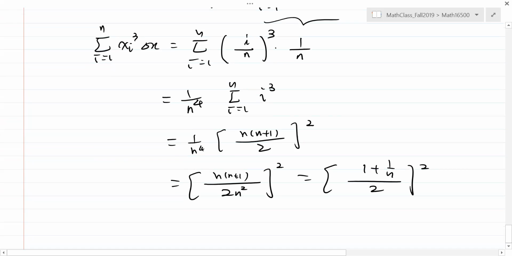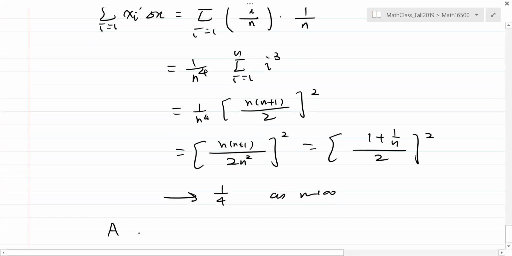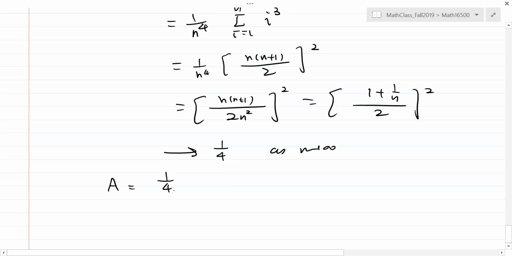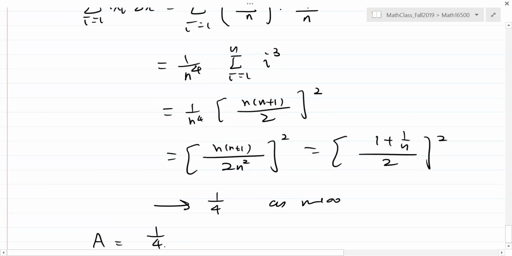okay, so the limit is 1/4 as n approaches infinity. Okay, so 1/4 is the area of the region. So area is going to be 1/4. 1/4 is less than 1/2. All right, so that is the exact area of the region under the curve y equals x cubed.